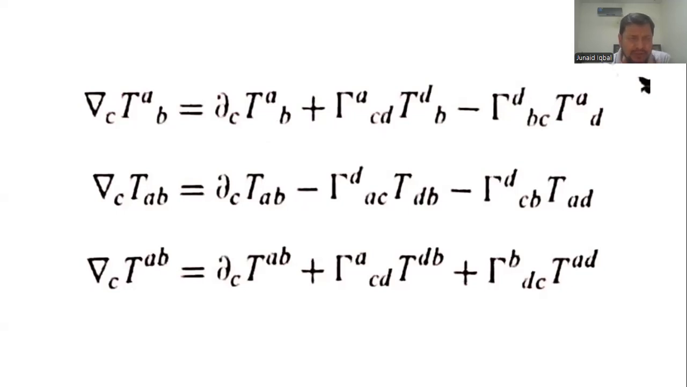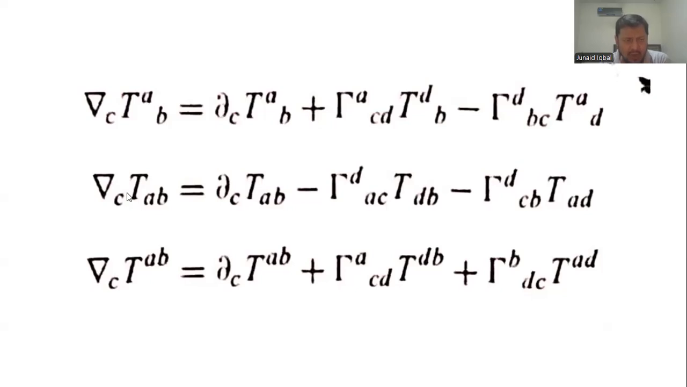So here the covariant derivative of T_A B with respect to C will be equal to the partial derivative as the first term, and the second term is the Christoffel symbol term with respect to A. So we have a plus term. Similarly, the Christoffel symbol for the B index has a negative sign, and it corresponds to a one-form. So this is the covariant derivative of a tensor of this type.